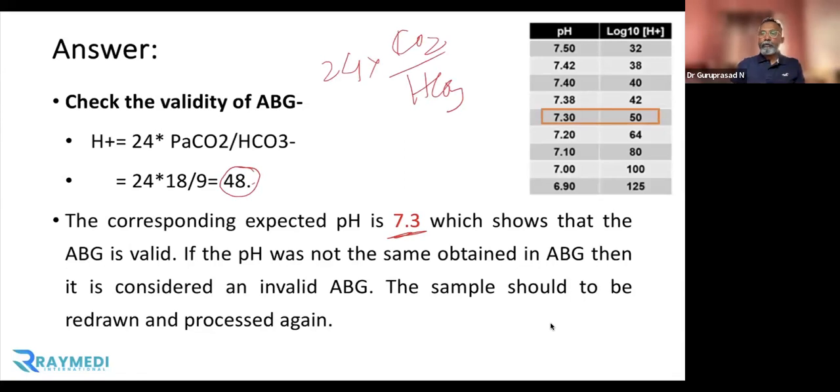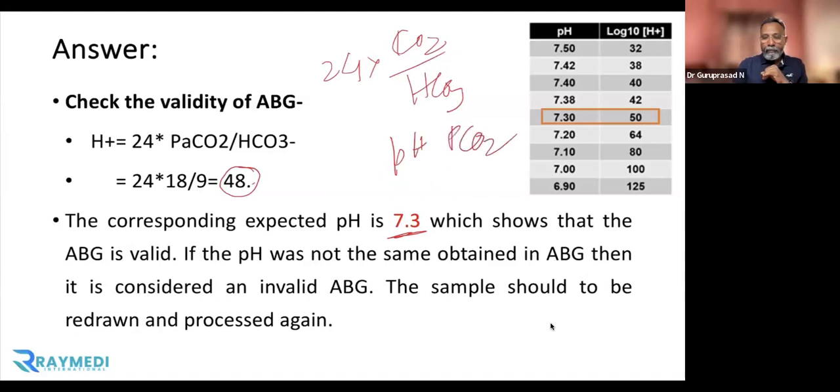Validity of ABG is only for your exam purpose. Nowadays, all the machines automatically calculate the validity, because when you put a blood sample in an ABG machine, it will calculate only the pH and the PCO2.